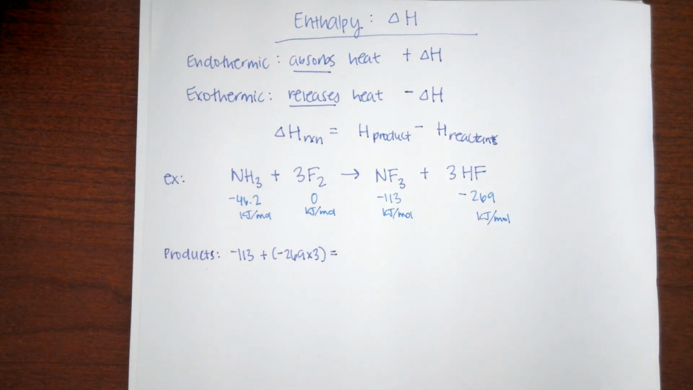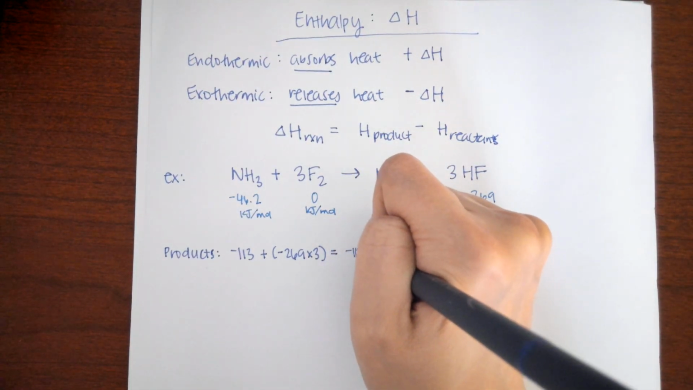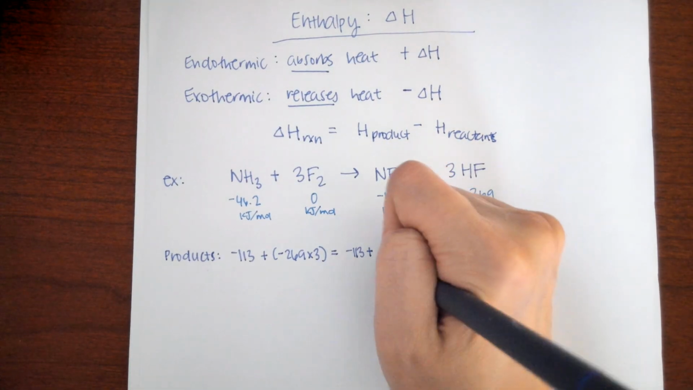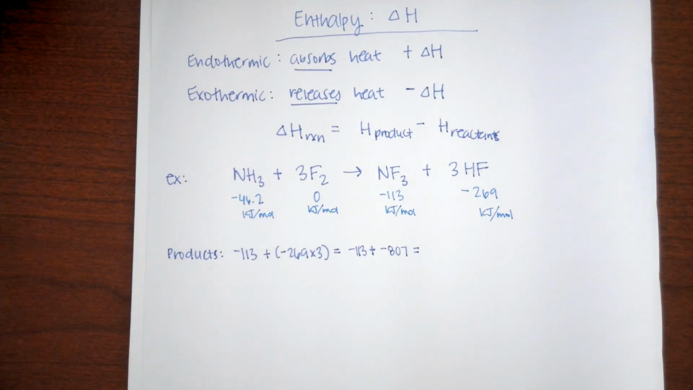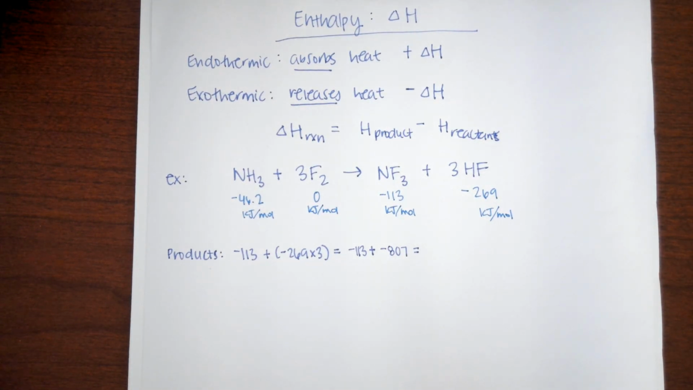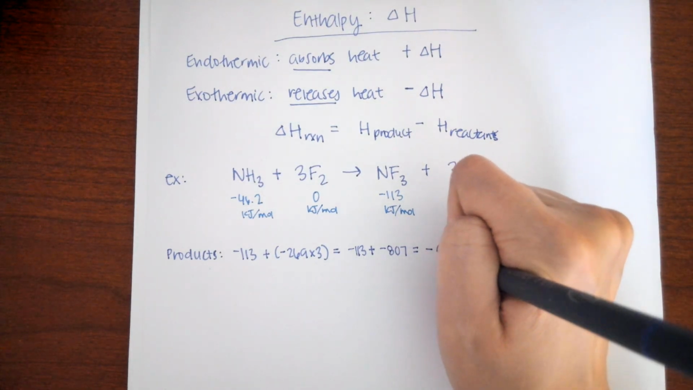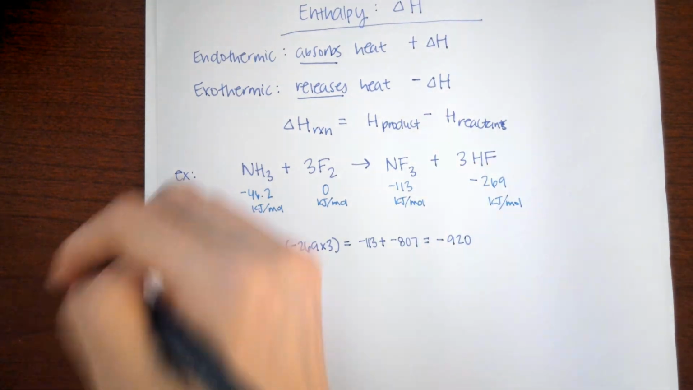When we solve for this slowly, negative 113 plus negative 269 times 3, which is negative 807. So when we do our final sum for this, negative 113 plus negative 807, you get negative 920. That is my product side.